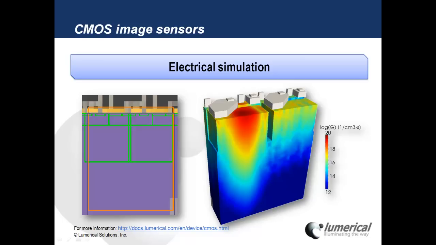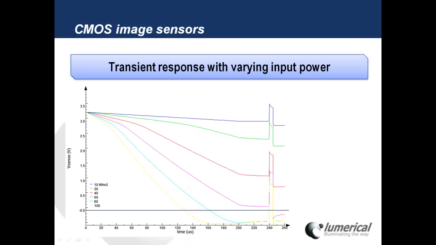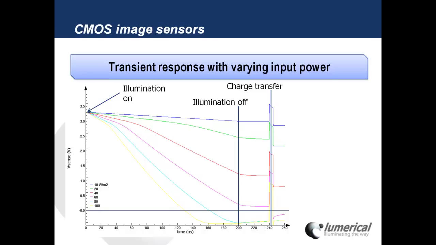So what you see on the left is a cross-section of the device simulation, and on the right-hand side is actually the three-dimensional generation rate that was imported from FDTD solutions into device. And this allows us to do calculations such as the transient response with varying input power. So we can start out looking at time 0, where we open the shutter, turn on the illumination. We then collect electrons for a certain amount of time, turn off the illumination. We have a charge transfer step, and then a sample output.